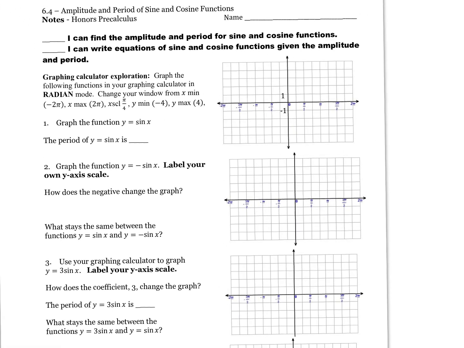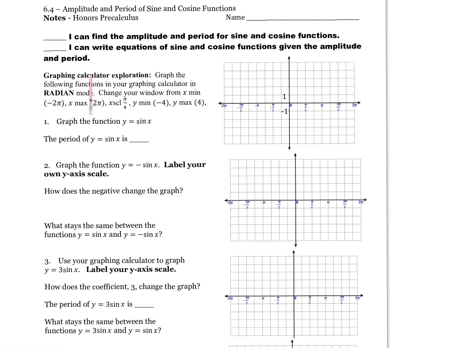So we go to radian mode, and then look what I had us do. I said, let's go graph the following functions in radian mode, but look what I'm going to have us do, changing our windows. So do me a favor. We're going to go to the y equals screen. We're going to say we're graphing sine of x. And then in the window, I want us to change our window to this.